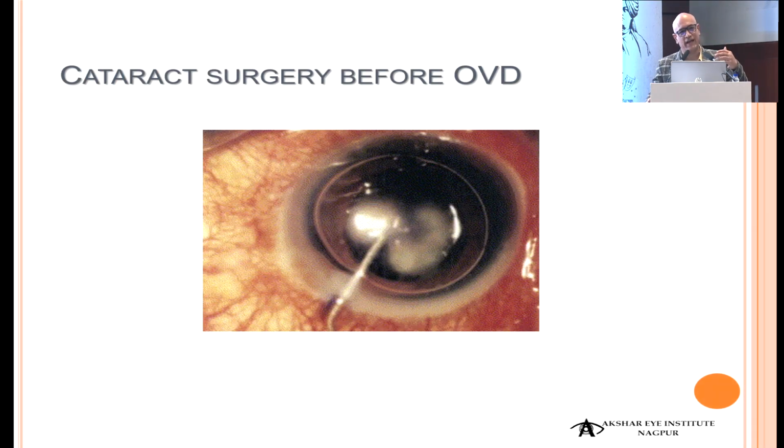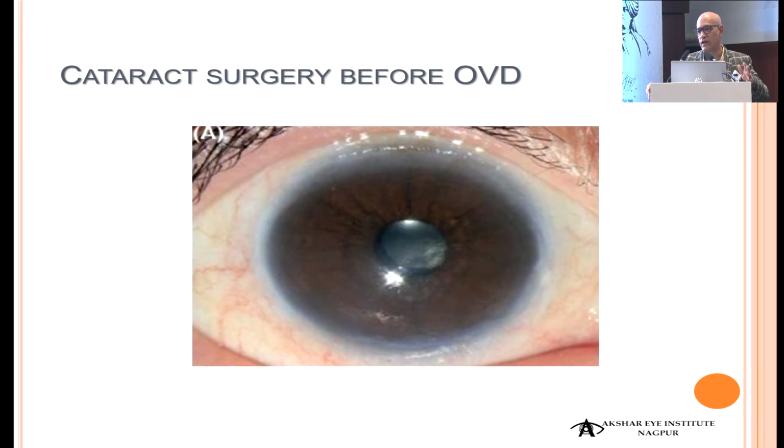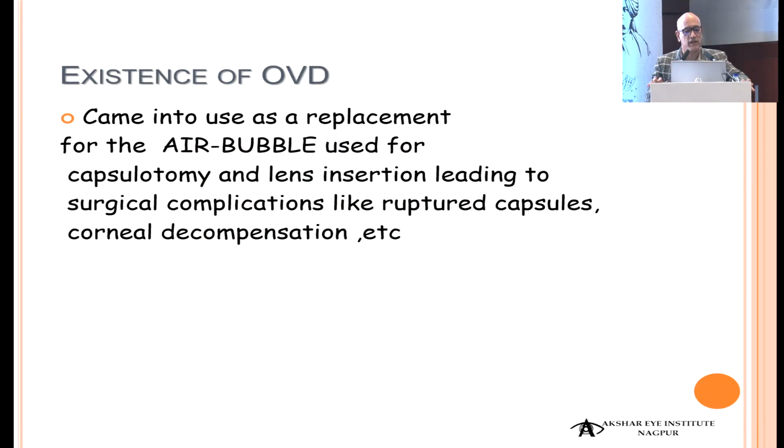Then I retrospectively studied where we actually need viscoelastics. Even before the invention of viscoelastic, cataract surgery was done. The capsulotomy and other steps were done under an air bubble. But the problem was that if you're putting an IOL without a viscoelastic, you're bound to rupture the posterior capsule, which used to happen. Secondly, if you are rubbing it on the endothelium, then endothelial decompensation was a part of the surgery. So basically, viscoelastic came as a replacement for the air bubble used to do capsulotomy and lens insertion, because of the surgical complications, which were the ruptured capsule and the decompensation.